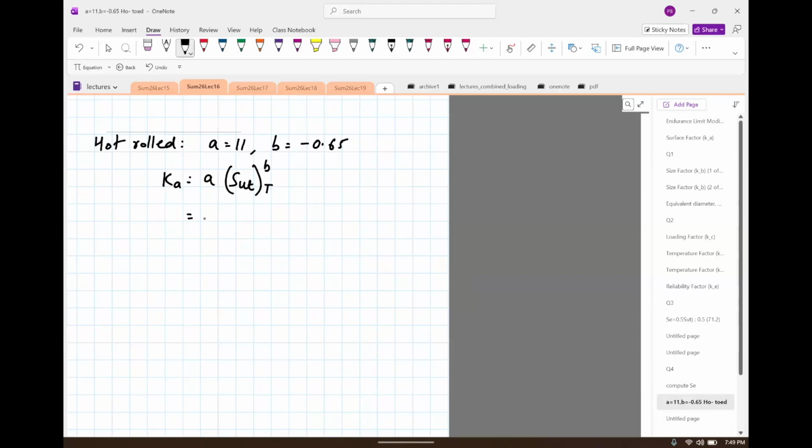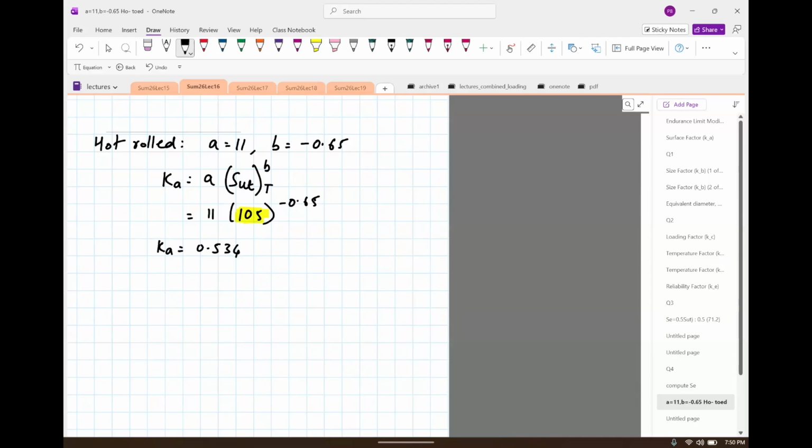That's why we actually computed the factor KD before we computed other factors. So 11 times 105 raised to minus 0.65. Just highlight this. From this we get Ka equals 0.534.